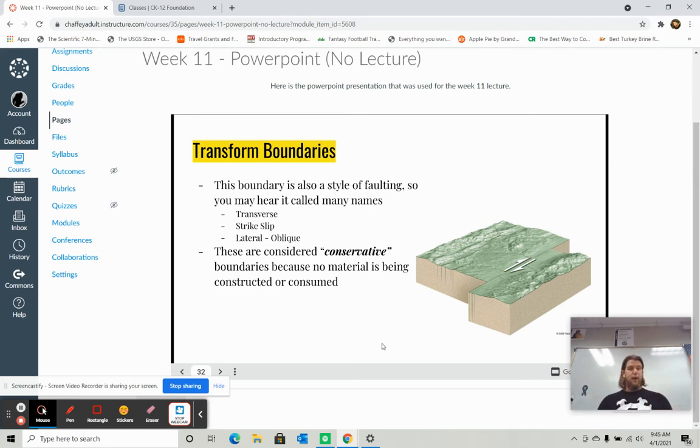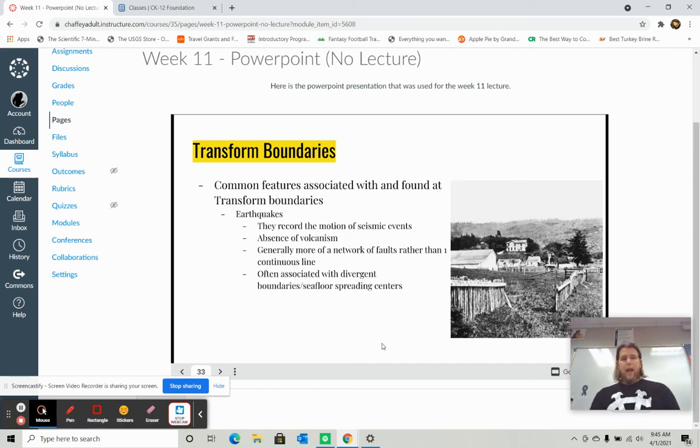But with transform boundaries, since all they do is slide past one another, they're called conservative boundaries because all the landmass is conserved. Nothing's destroyed, nothing's created. And common features with these can be found at transform boundaries. You're going to have your earthquakes, and the good thing is they can record the motion of seismic events and also the amount of slip that occurs, the amount of movement that occurs.